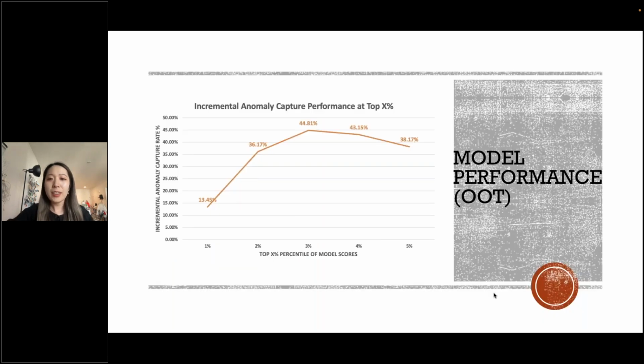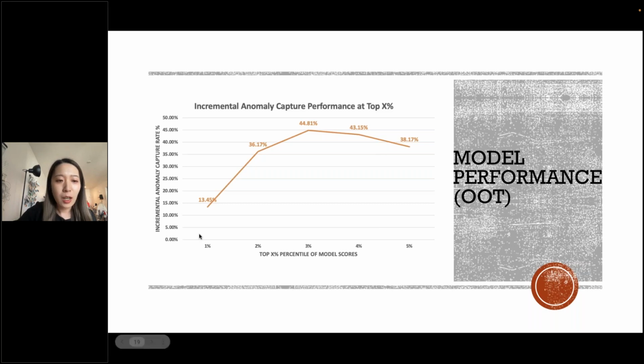And finally is the out-of-time model performance. Based on the final supervised model I trained, I ordered the model score from highest to lowest, and then cut them into 100 buckets. In that way, I can have the top 1% of the model score, top 2% of model score, etc. And the y-axis is the incremental anomaly capture rate compared to my old model.